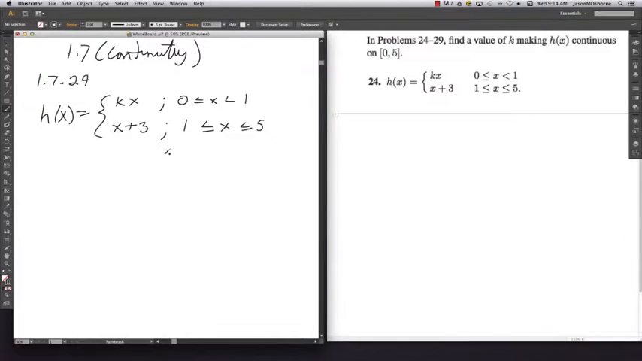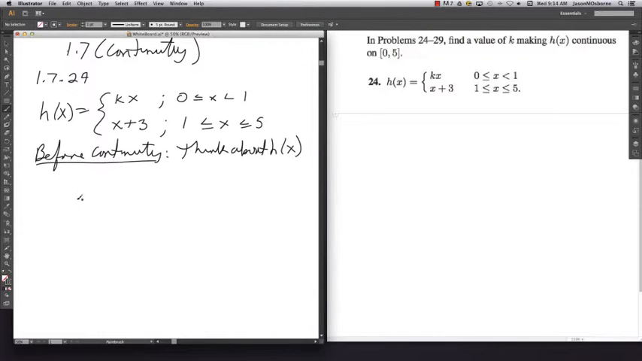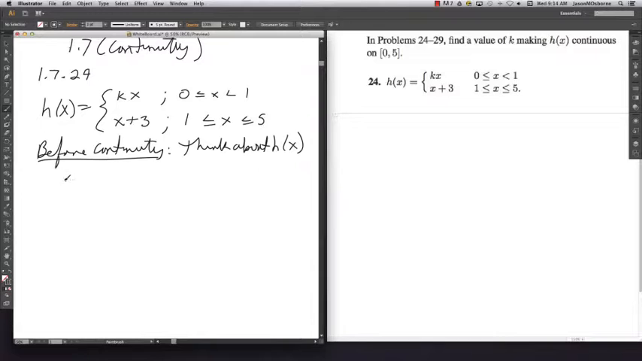Let's take a look, before we even start discussing the continuity problem. You need to think about the function h of x. Do we even understand what we are seeing? Typically when you're given a function you can find some values of it. So let's say that x is equal to 1. What is the value of this function h of 1?